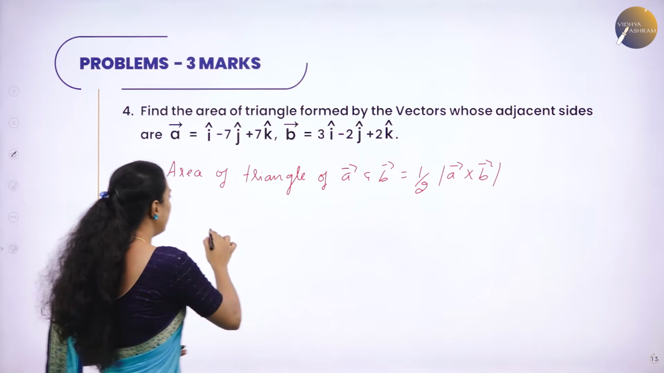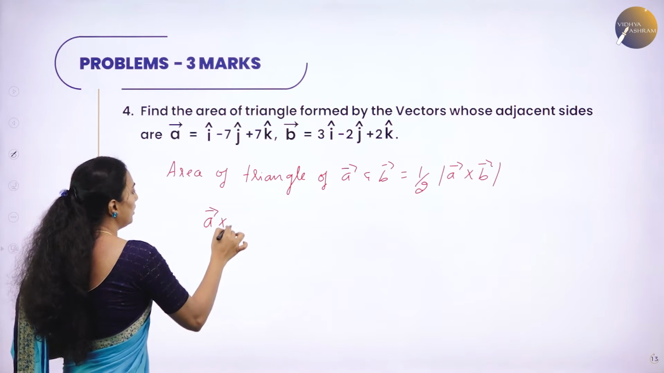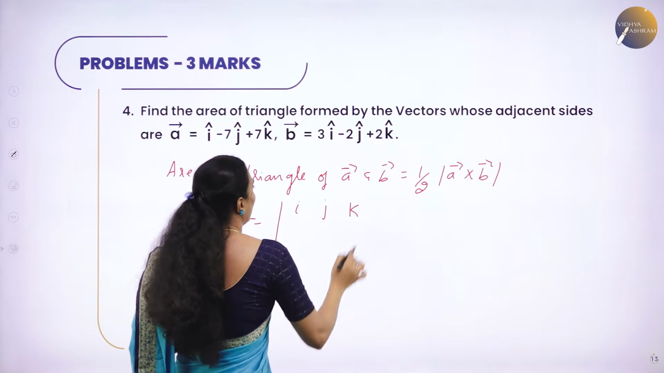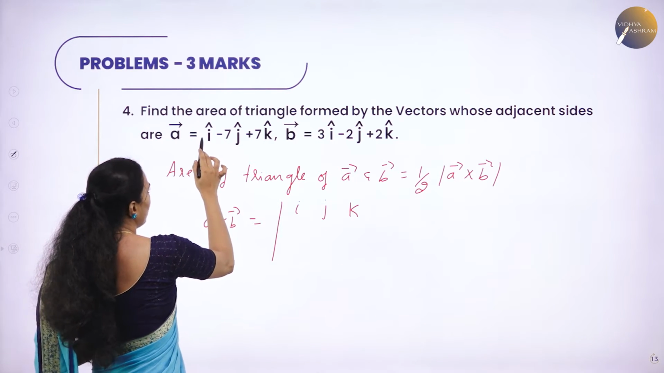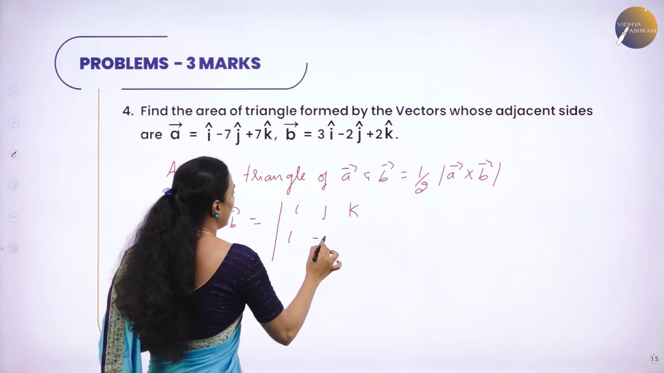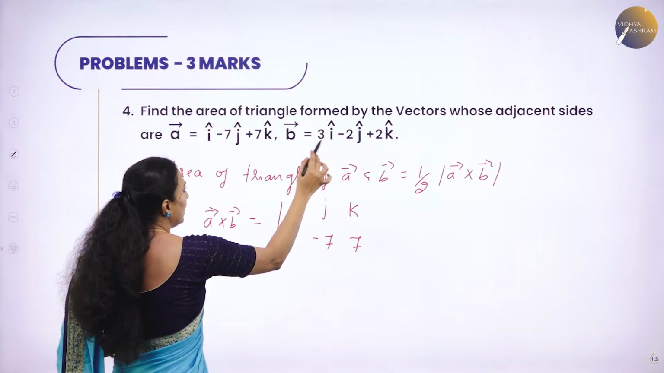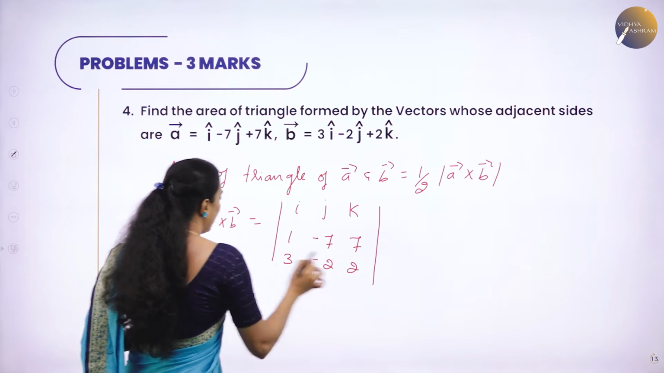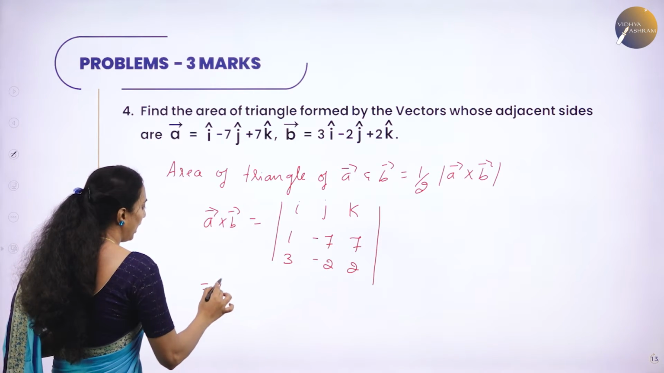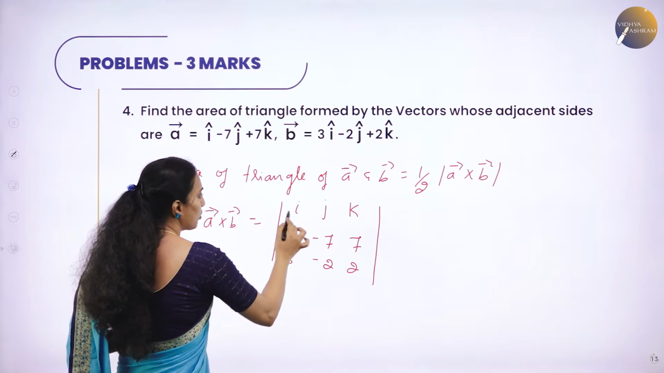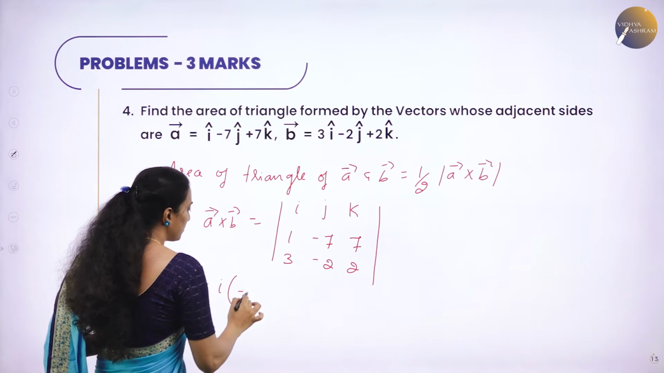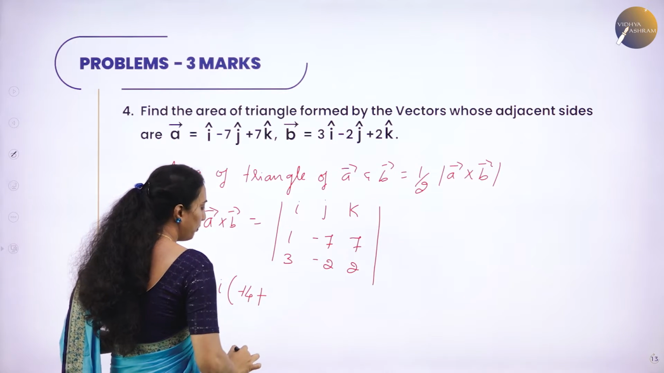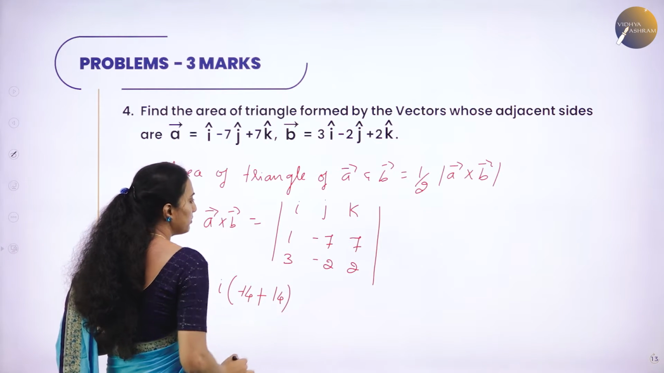Now you have to find the magnitude of that one. Before that you need to find a vector cross b vector by writing i, j, k and then writing the coefficients: 1, minus 7, 7, and 3, minus 2, 2. So expanding this, it will give you i into, leaving the first column first row, minus 7 into 2 is minus 14, minus 7 into 2, minus already is there, so plus it will become 14, it will become 0.